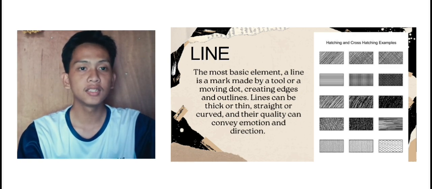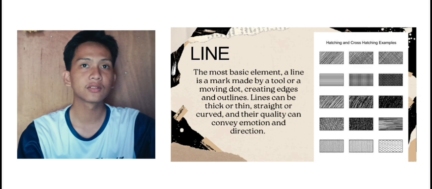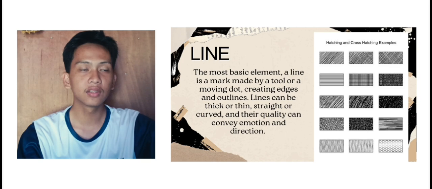So, for example, this is hatching, cross hatching, and scribble, because they convey line. Especially hatching. Hatching means conveying with lines that are either vertical, horizontal, or crossed.